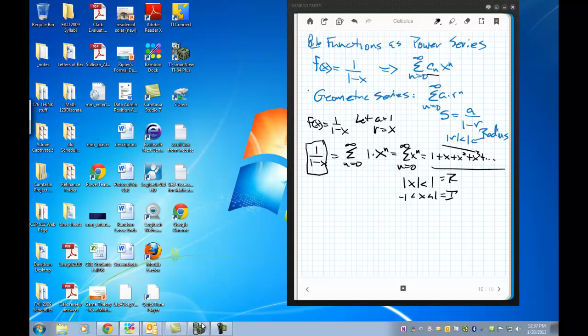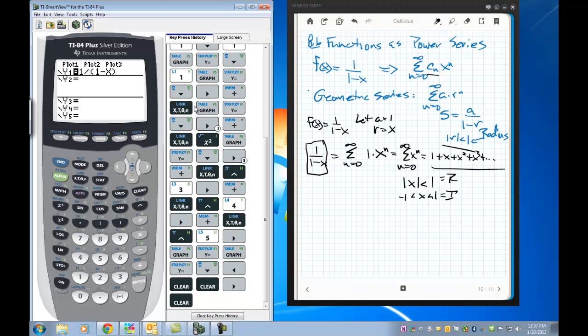Now, if you don't believe me, watch this. There's something sort of special that's going to happen here. I have already put in 1 over 1 minus x. You have to be real careful to get the parentheses in, because if you don't, you write this as 1 divided by 1 minus x, and the computer is going to divide by 1 first and then subtract x, and it's going to turn into negative x plus 1.